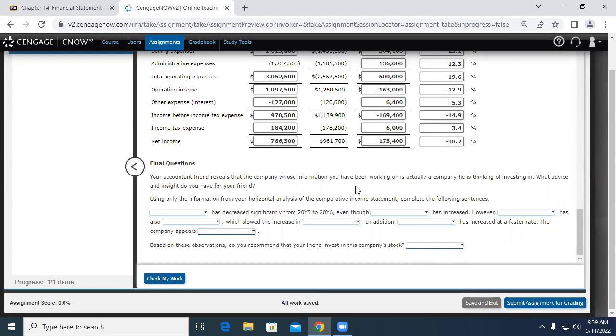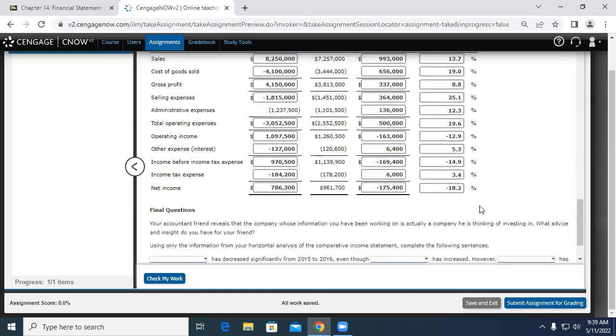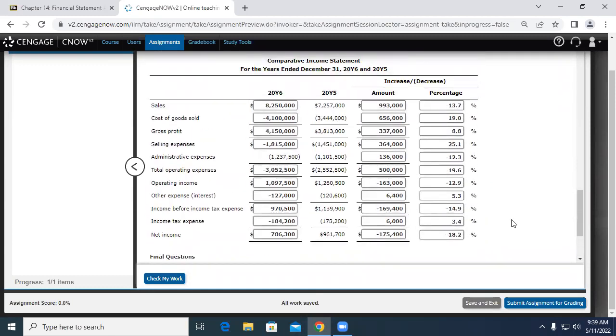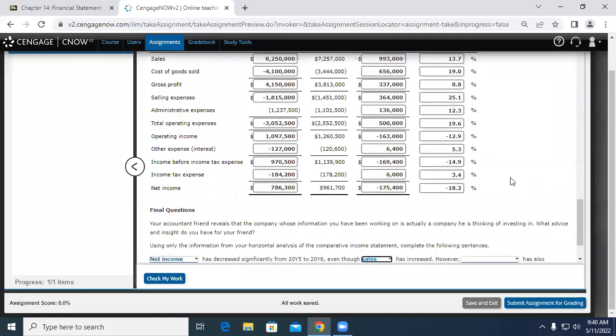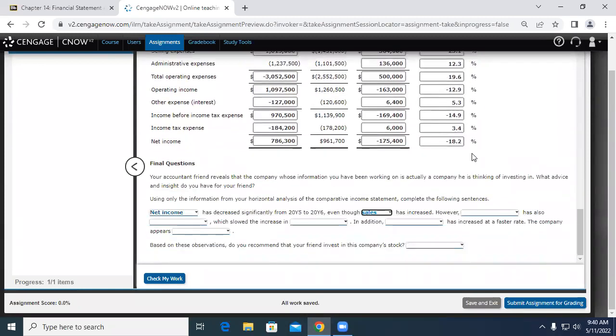Your accountant friend reveals that the company whose information you've been working on is actually a company he's thinking of investing in. What advice and insight do you have for your friend? Using only the information from the horizontal analysis of the comparative income statement, that's this, complete the following sentences. So what has decreased significantly? Well, their income did. Both their income before income tax expense and their net income decreased significantly over the 2 years, even though sales increased. So sales went up by 13.7%, but they made 18.2% less in income.